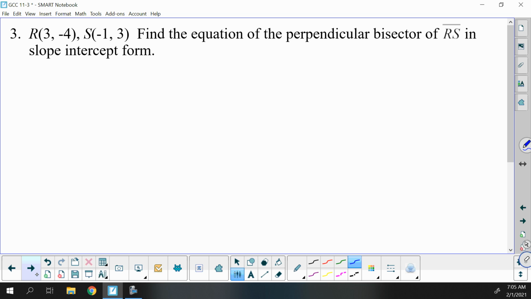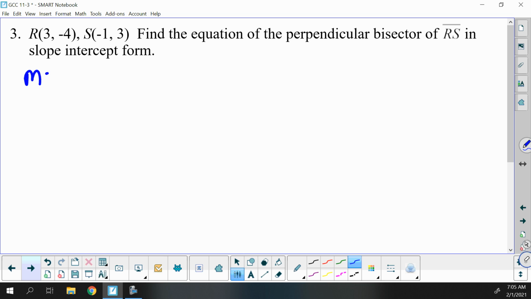All right, same idea. We want to find the equation of the perpendicular bisector. Slope-intercept form is just our y equals mx plus b form. So we need to think, find the slope, switch it to a perpendicular slope, find the midpoint, and then we'll be able to use those things to find the equation of the line.